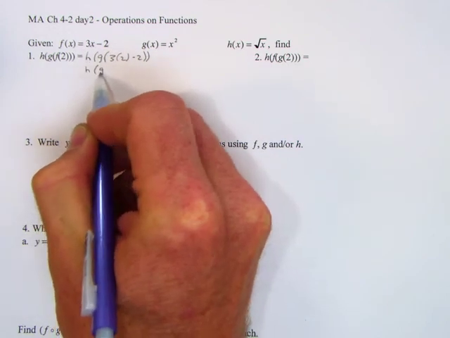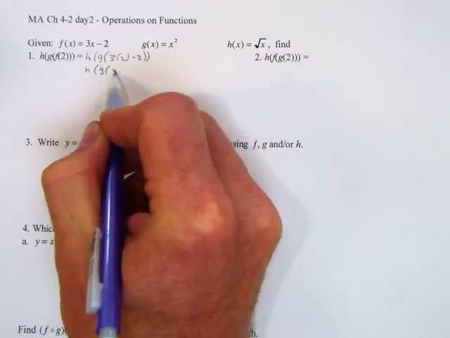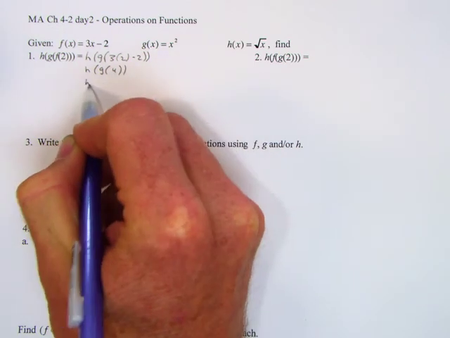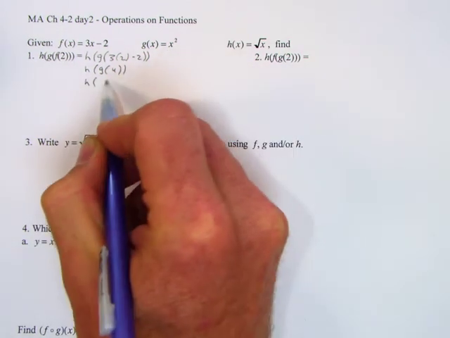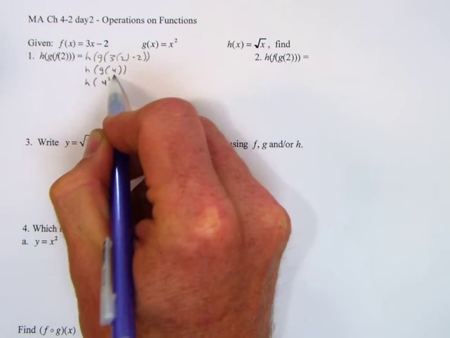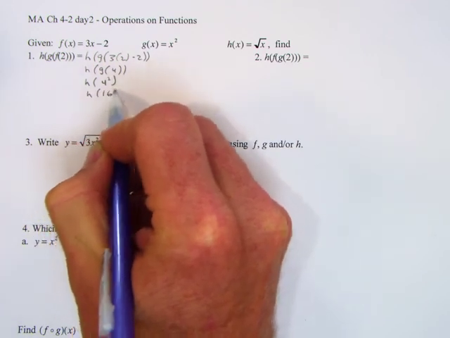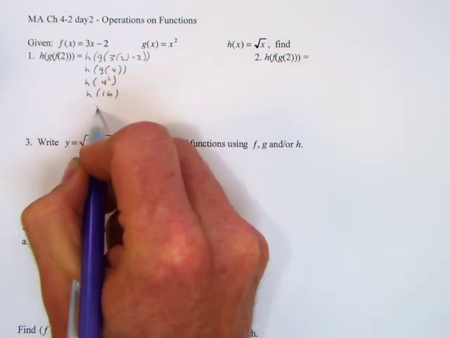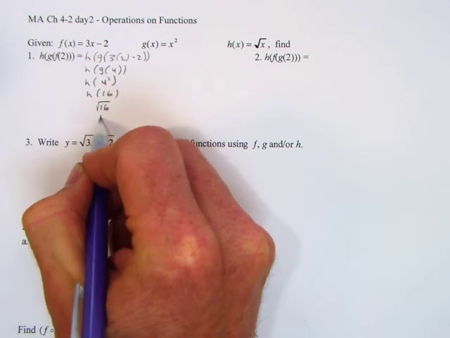So we have h of g of 6 minus 2, or 4. What is g of 4? g of 4 would be 4 squared, or h of 16. And then we take the square root of that, and we get 4.